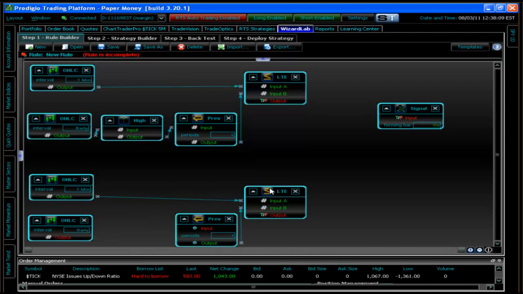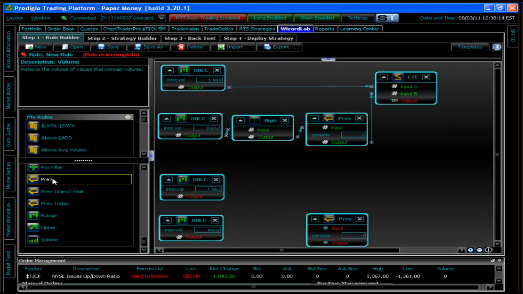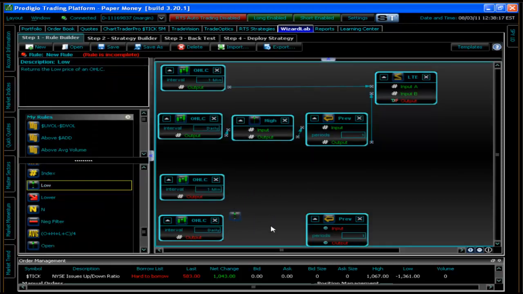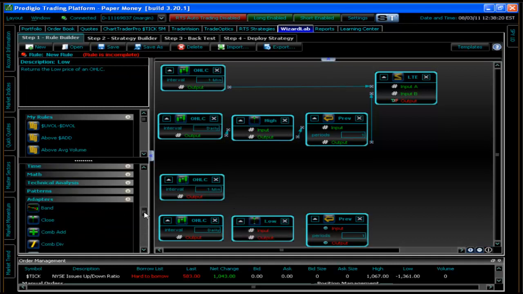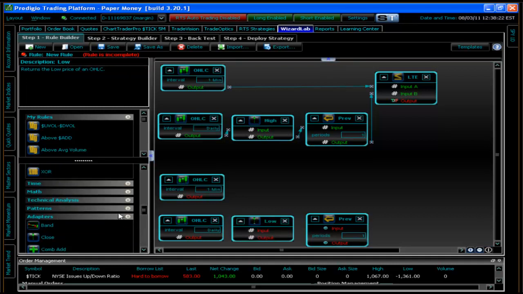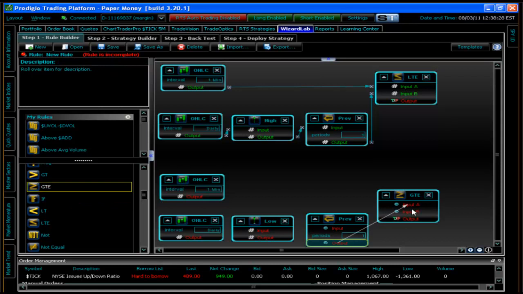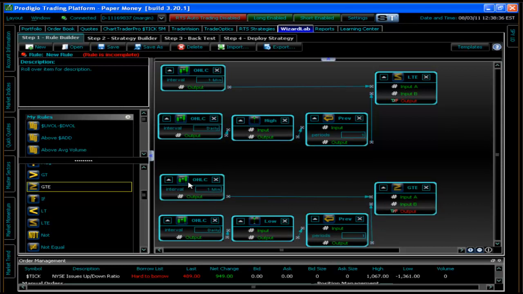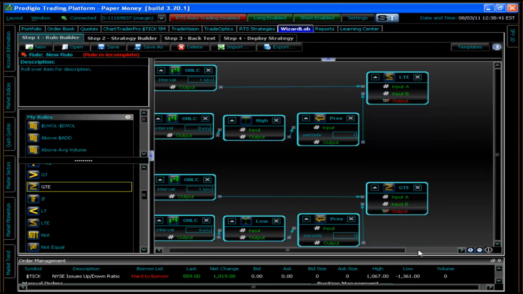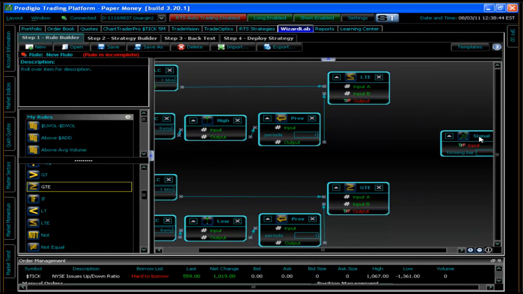I'm going to replace this high value, and I'm also going to use greater than or equal to instead of less than or equal to. So I'll use the low. And I'm also going to want a greater than or equal to logical operator. So I'm just connecting these things together here. And I have the other side of that. I'm saying, okay, tell me when the 1 minute OHLC is above yesterday's daily bar. And I'm going to combine these two by putting a logical AND operator down.